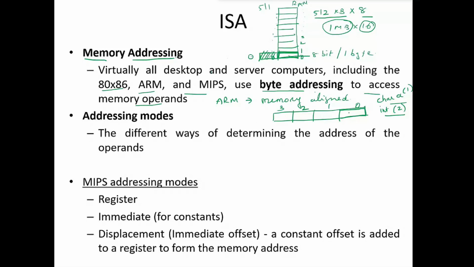Let it be, A will be stored here since it is a character. Next, the integer of 2 bytes, right?